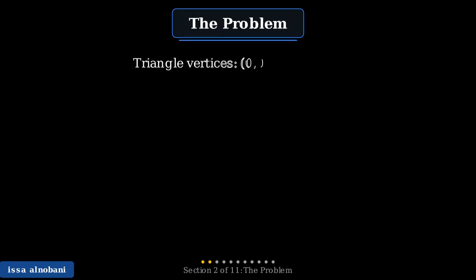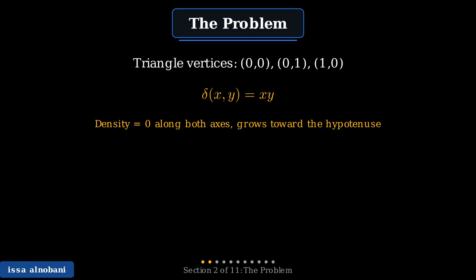Our lamina is the triangular region with vertices at the origin, at (0, 1), and at (1, 0). Its density function is δ(x, y) = xy. Notice the density is 0 along both axes, and grows larger as we move away from them, toward the hypotenuse.